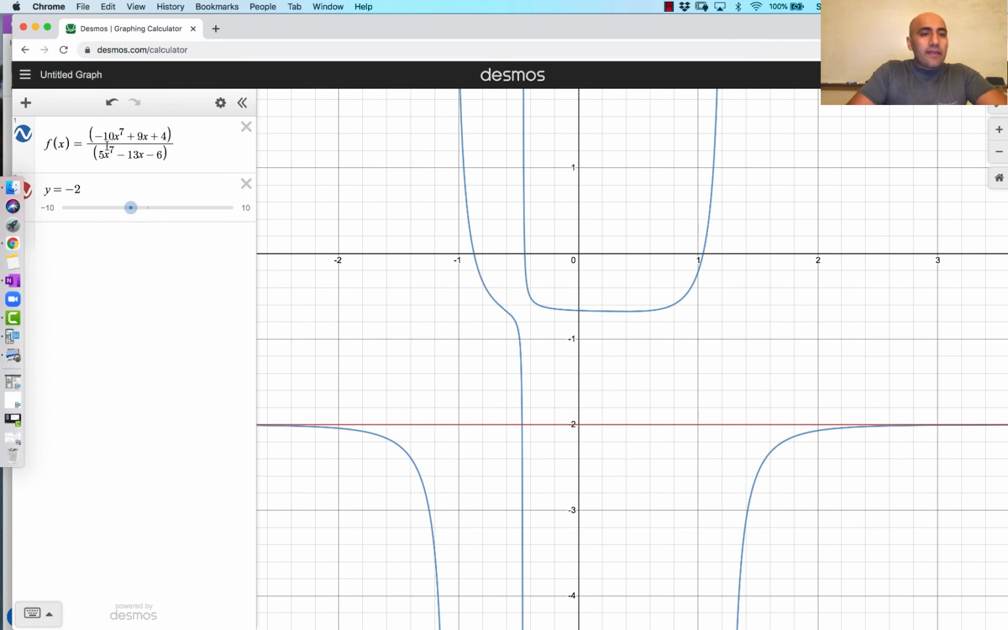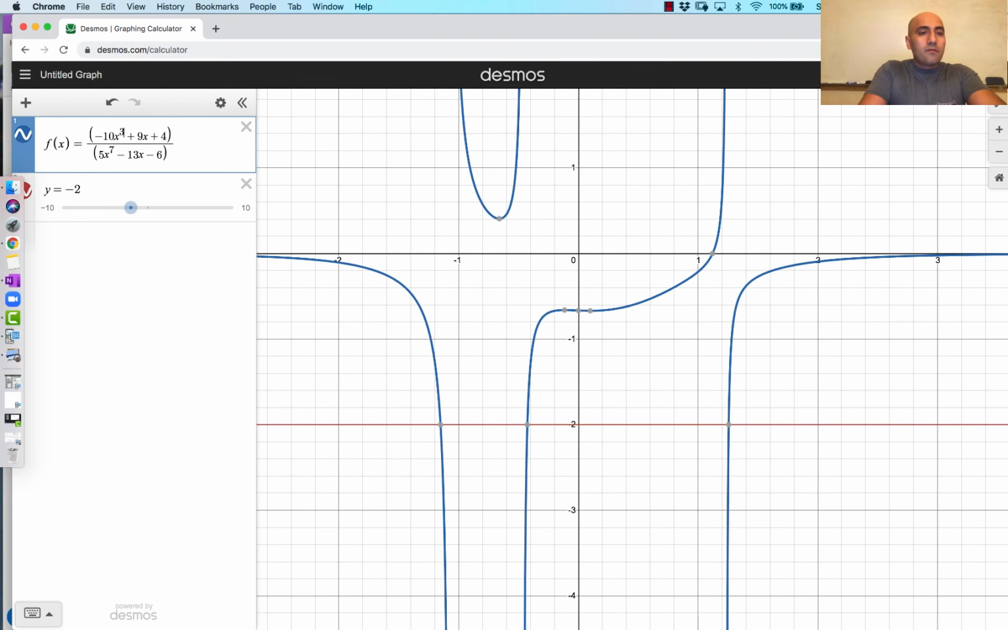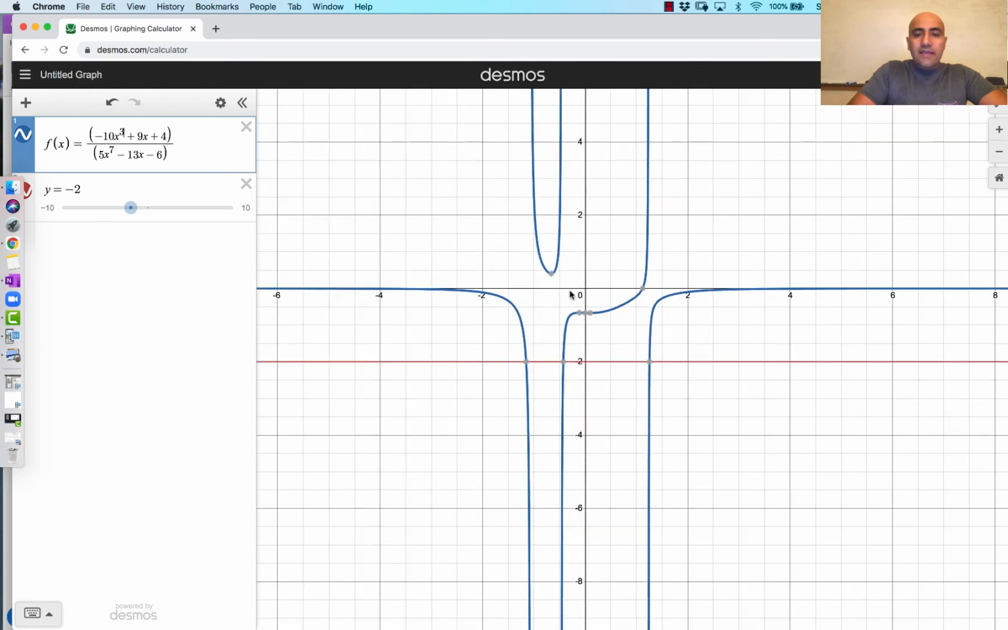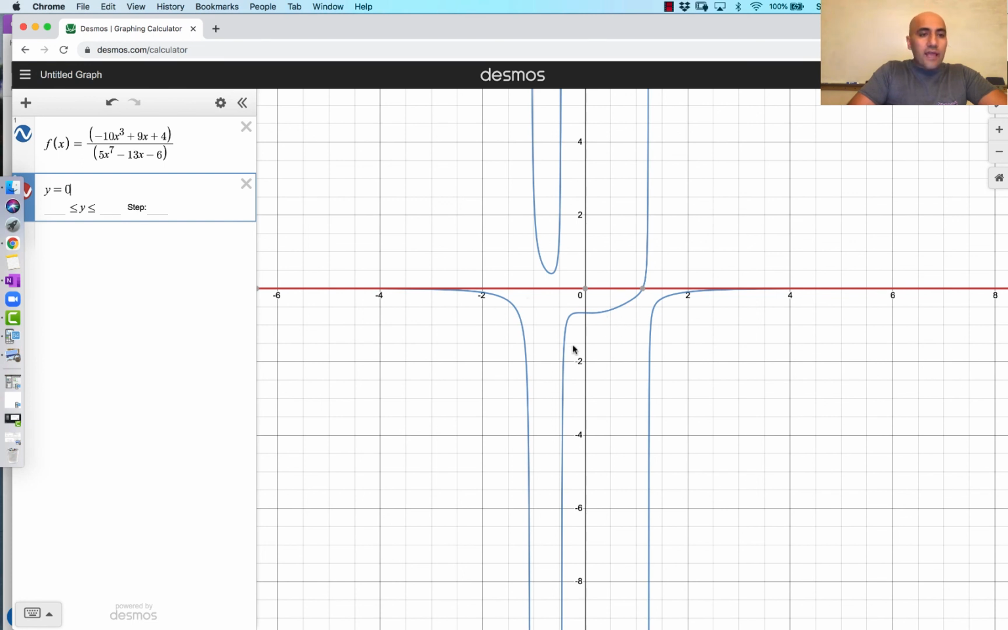On the other hand, if they don't match, if the power in the numerator is smaller than the one in the denominator, then the whole thing will go toward 0. So let's say that the power in the denominator is that 7, and the power in the numerator is 3. Then you see how the horizontal asymptote is no longer down there. It is just the x-axis. So it's just going to be y equals 0. That becomes our new horizontal asymptote.